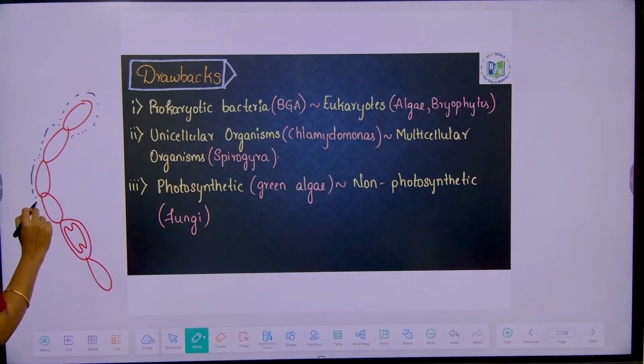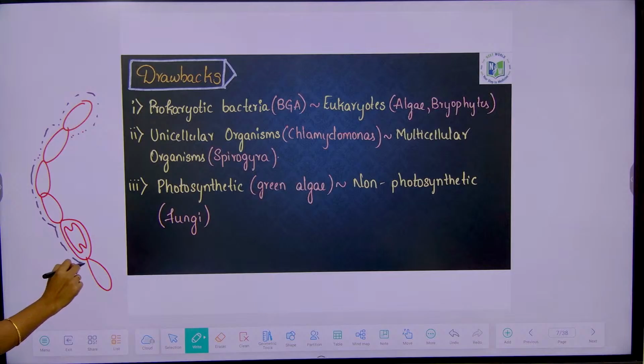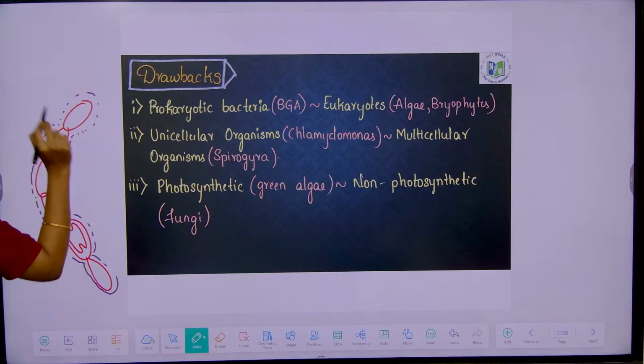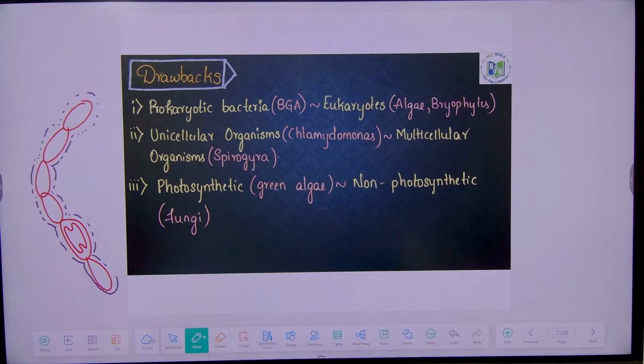The PDFs will be provided in the group, ma, no need to worry, focus on the class. However much you can take down, take that much, and rest you focus. PDFs will be sent in the group.